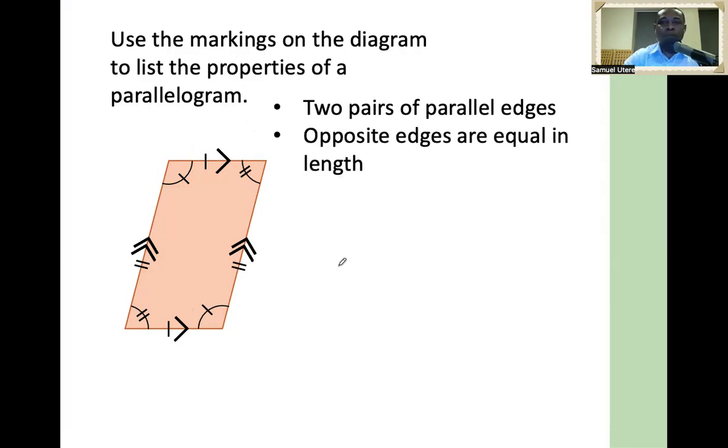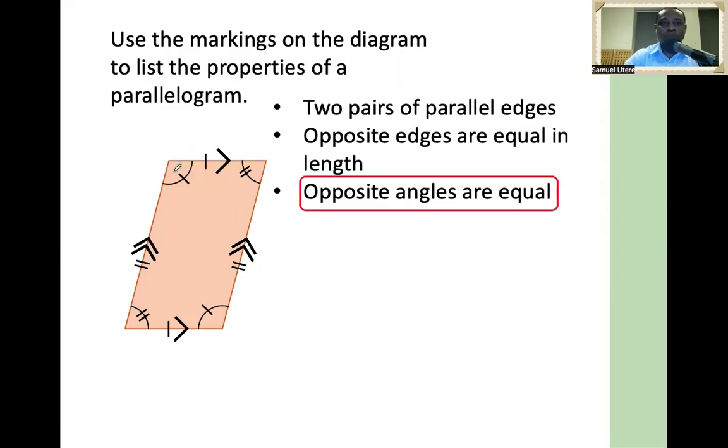It also has opposite edges that are equal in length. So you see these hatch marks here. They show that these sides are equal in length, and these hatch marks show that these sides are equal in length. The next thing you notice is opposite angles are equal. So these angles are equal, and you can see the hatch marks there. And these angles are equal. You can see the hatch marks there.